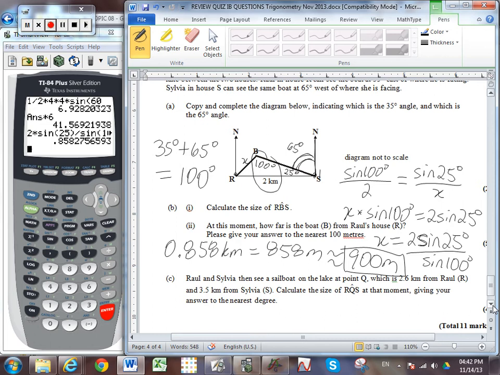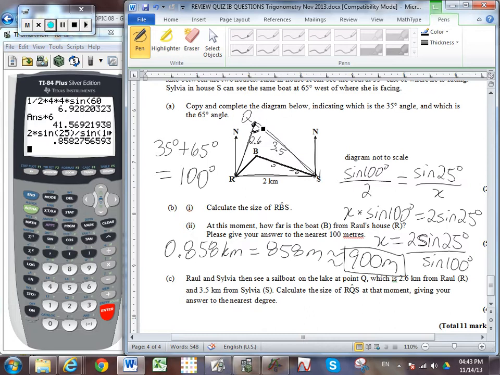Raoul and Sylvia then see a sailboat on the lake at point Q, which is 2.6 kilometers from Raoul, so that's 2.6, and 3.5 kilometers from Sylvia. I'll get rid of all this other stuff we don't need anymore. So there's your sailboat now at Q. We need to calculate the angle RQS at that moment. Well, we've got the three sides of this triangle RQS. We just need to calculate the size of the angle here.